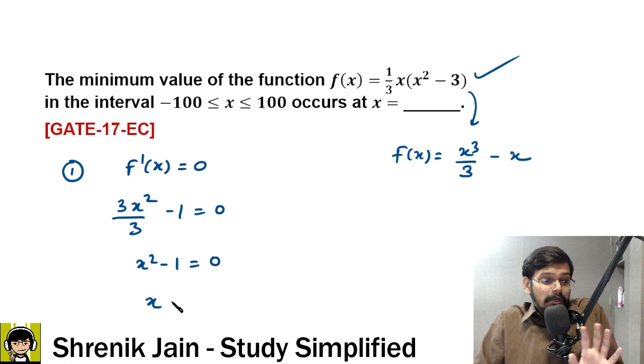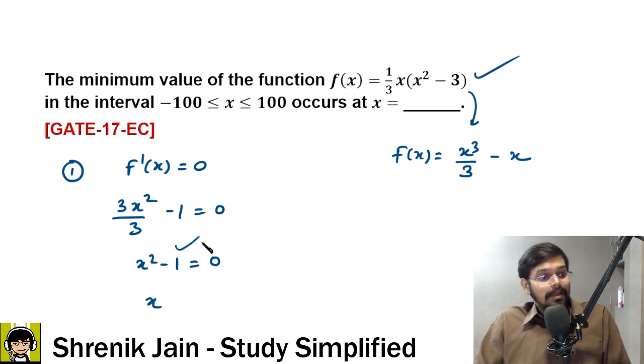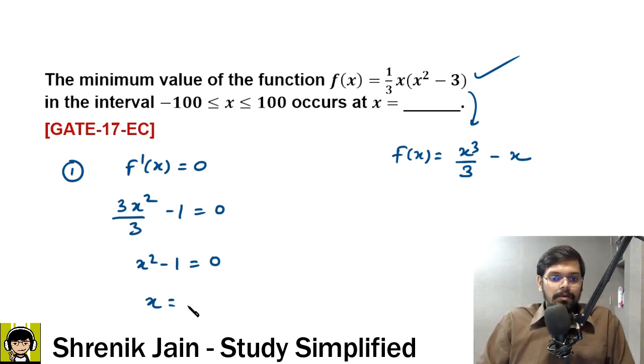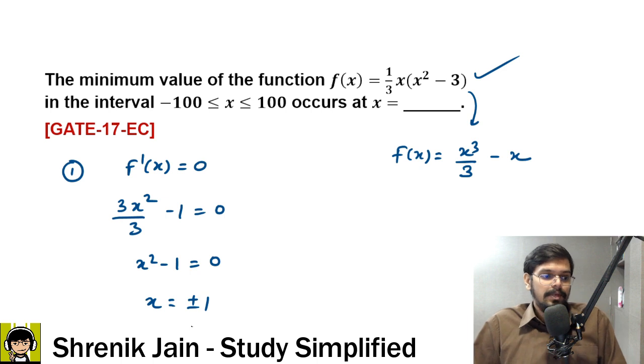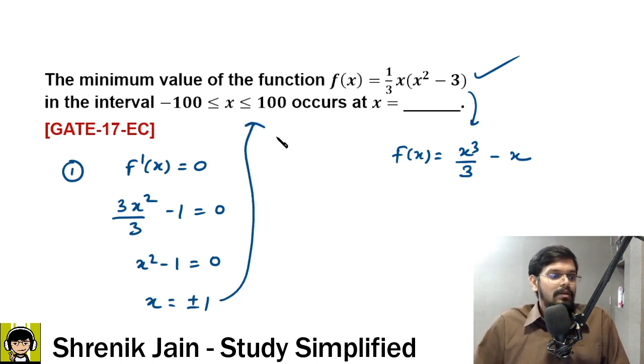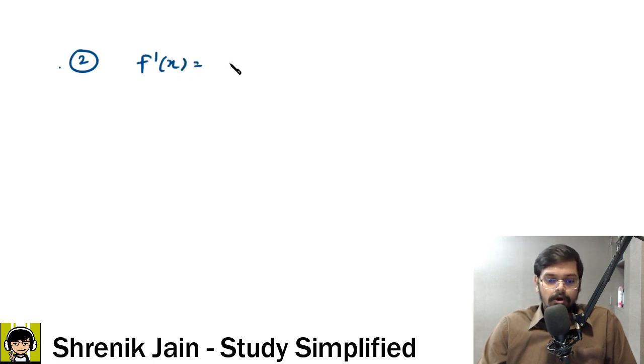So x is equal to 1 is not right, Soumya ji. This is in the a² − b² fashion, so (a − b)(a + b). Therefore, you will get x is equal to plus minus 1. This plus minus 1 is lying in this interval. If it is lying in this interval, then we have to check the double derivative. The first derivative I got was (3x² − 3)/3.